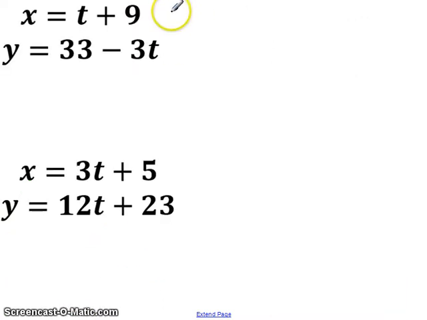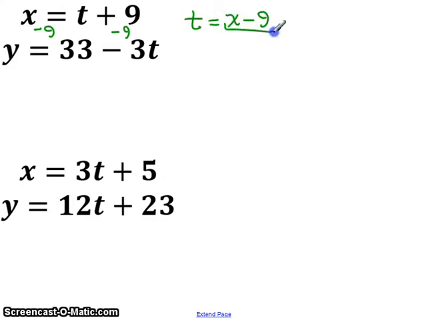In this case, we have these two. Now, you can actually start with either one of these. You could start with the y equation or you could start with the x equation. A lot of times, one of these is going to be simpler than the other, and that's usually the one you want to start with. Make your life simple. Let's go ahead and solve this for t. This looks pretty easy. I'm just going to subtract 9 from both sides. So it appears that t equals x minus 9.